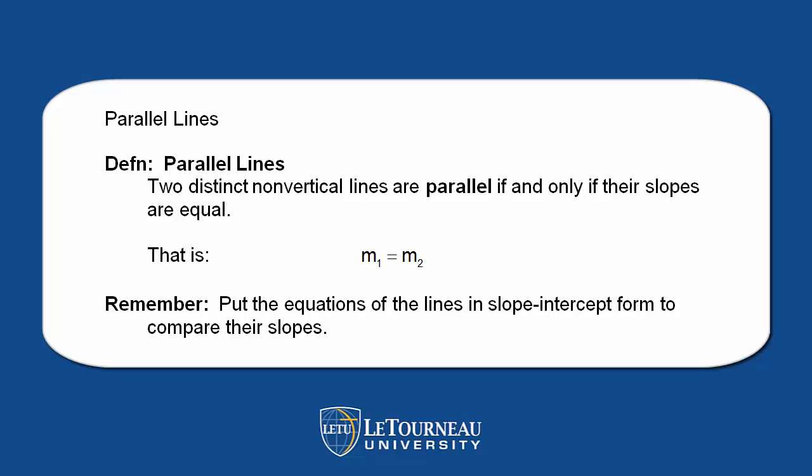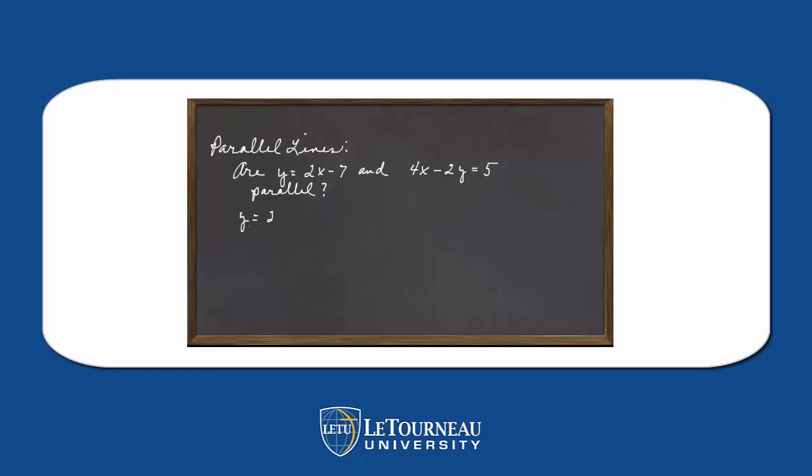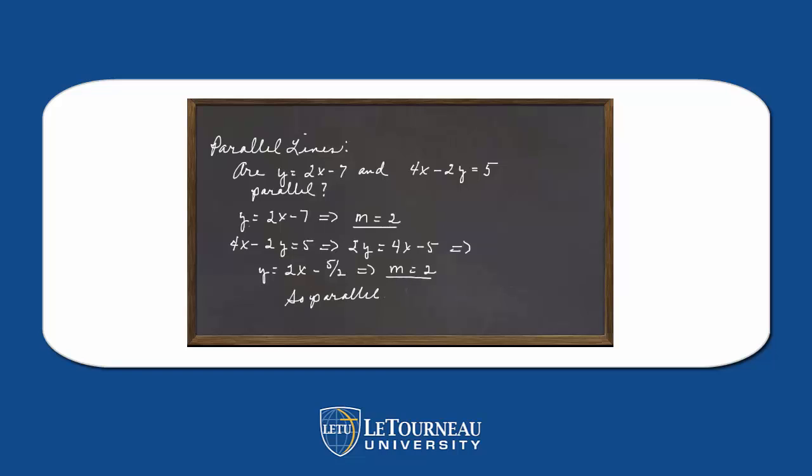Now the best way to do this is put the equations of the line in slope-intercept form and then compare their slopes. Let's do some examples. Parallel lines. Are those two lines up there parallel? Well, the first one was already in the proper form. The second one, we need to do a little algebra on it and get it in the proper form. Remember, you can always stop the video and take a look at what I've done. M is 2 in both cases, so those two lines are parallel.